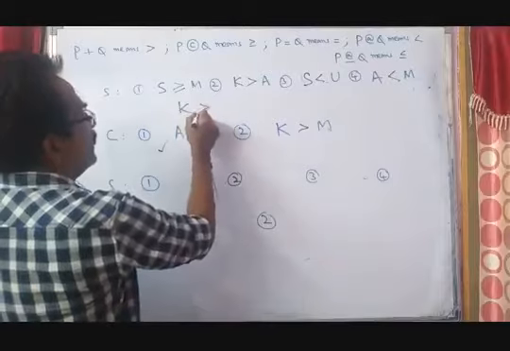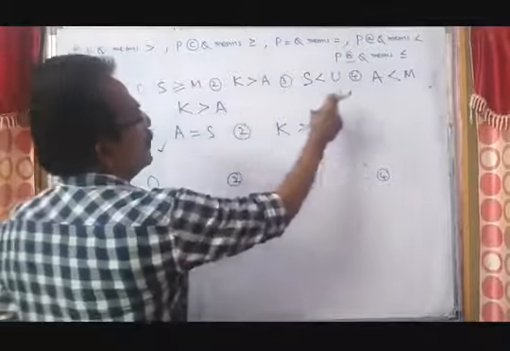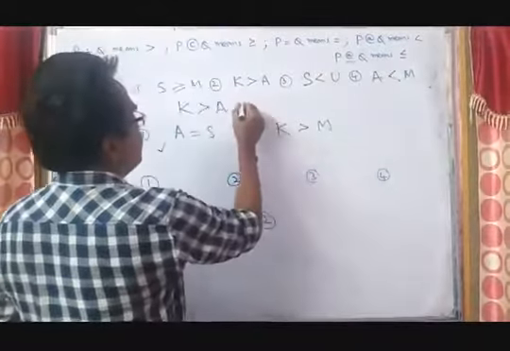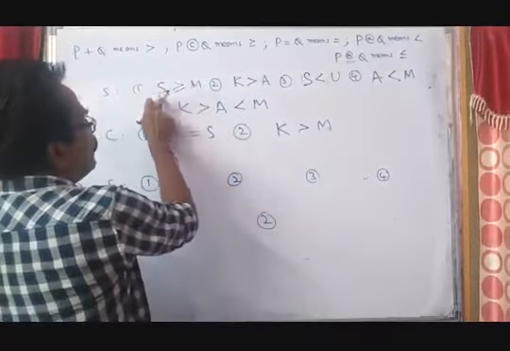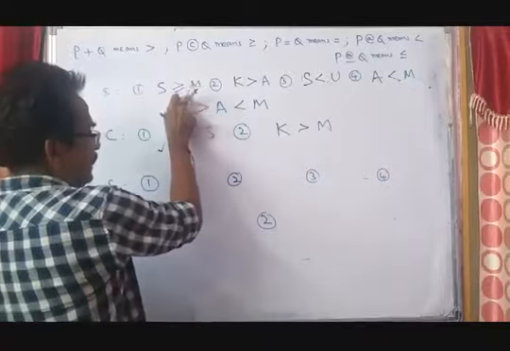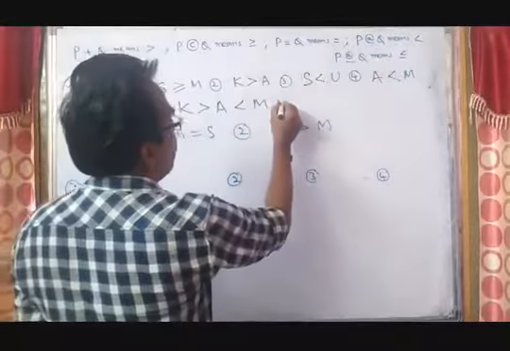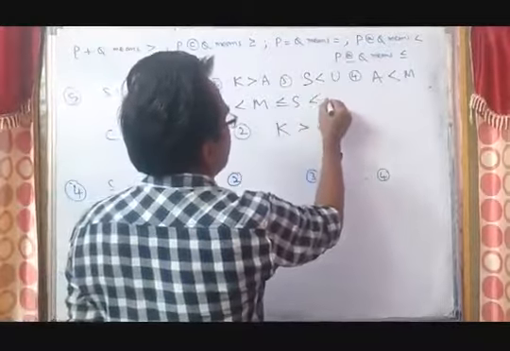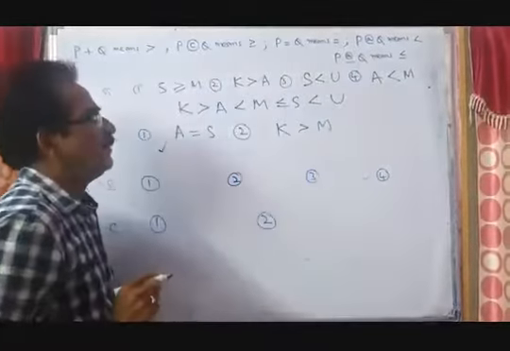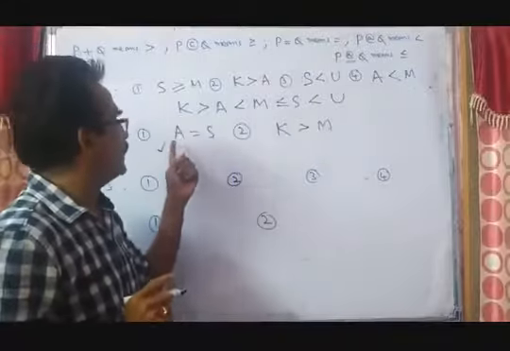K greater than A, A less than M, M less than or equal to S, S less than U. Now let us verify the truth of the statements.